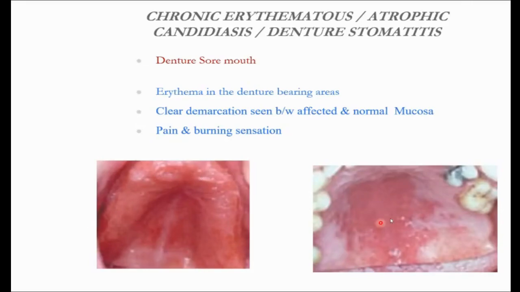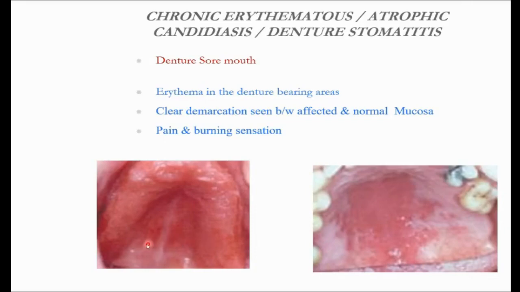This is a removable denture. This is a complete denture wearer. So even under the complete removable denture, it's the same scenario, same etiology. The patient is not removing the removable denture at all. He is wearing it 24/7. So that's the reason why you will see candida right underneath it. So there will be a clear demarcation between the affected mucosa and the normal mucosa.